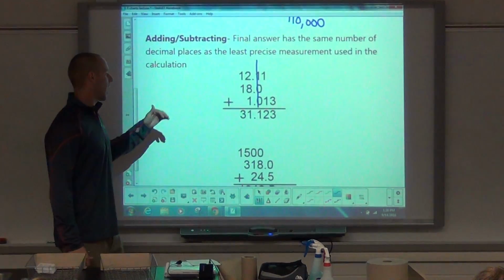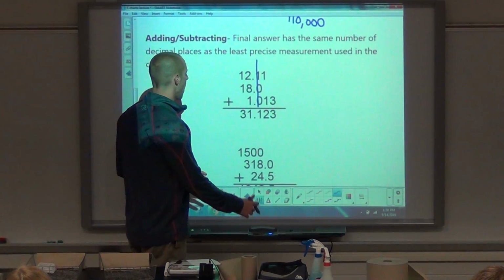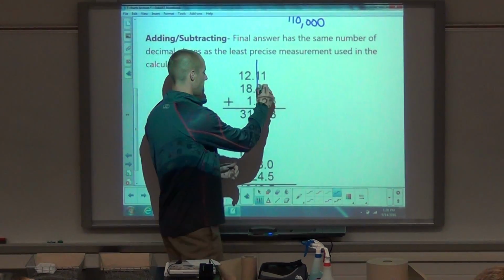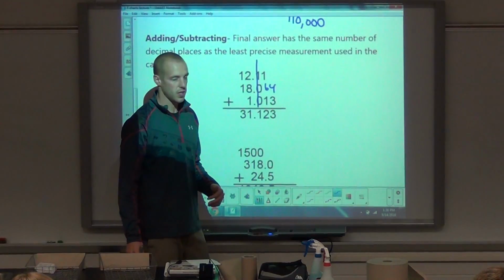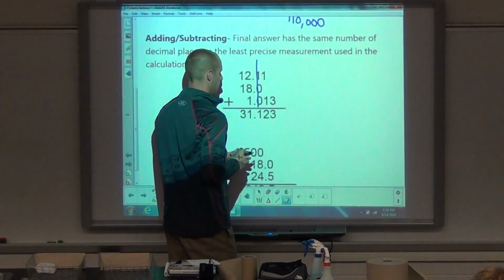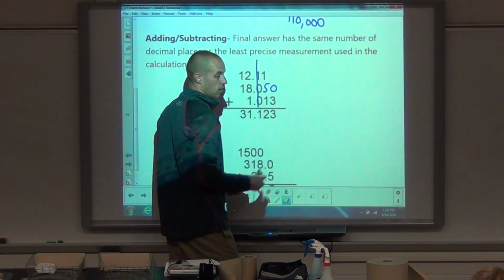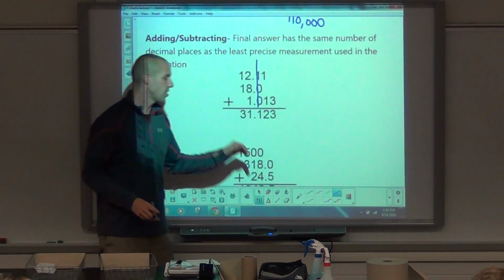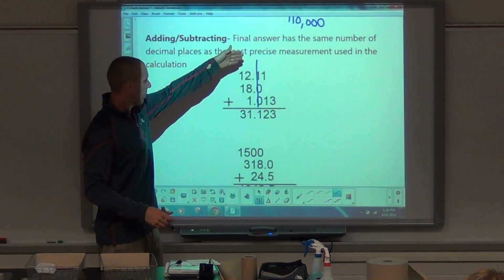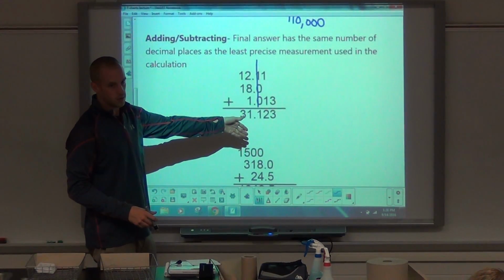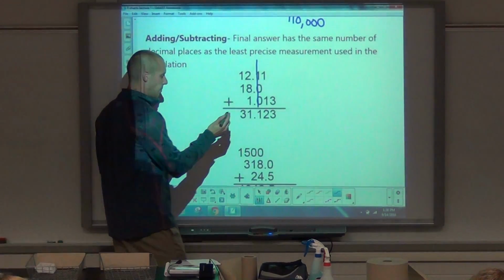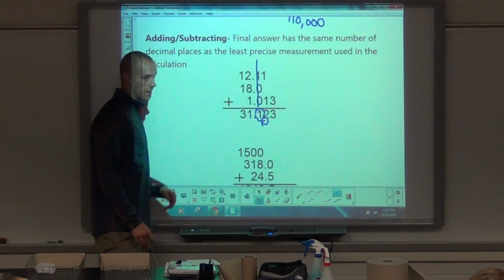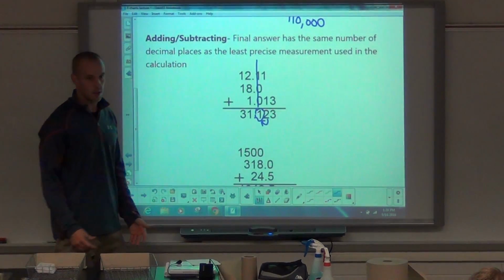The reason that we can't round to any other place is because we have no idea what these numbers are for this 18.0, right? This could be a 6 and a 4 if we measured it with something more precise. It could be a 5 and a 0. It could be 2 more zeros. We have no idea. So to preserve the integrity of this number, we have to round to the least precise place. Okay? So all we do then, we're rounding literally right here. Look at this number. It's less than 5. So our answer is just 31.1.